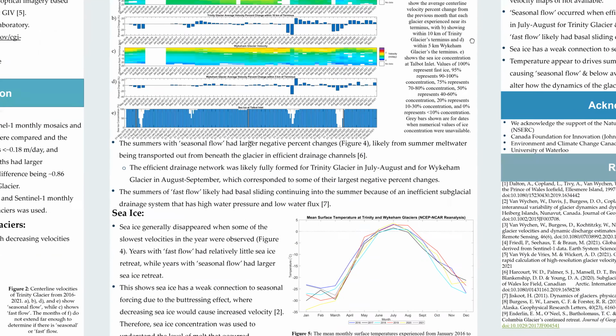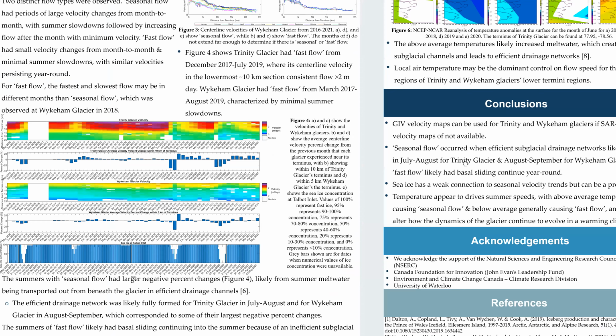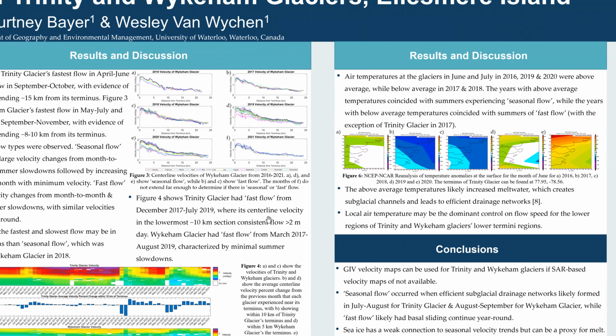Figure 4e shows sea ice, which was used as a proxy for understanding the melt that occurred. As seen in figure 4e, when there was less sea ice and thus more melt, this occurred in the years with seasonal flow. When looking at climate, figure 6 shows that the above average temperature years typically corresponded to the years with seasonal flow, while below average temperature years corresponded to the years with fast flow. So in general, this shows that above average temperatures leads to more melt, which leads to efficient drainage networks and summer slowdowns that we observe in the seasonal flow.